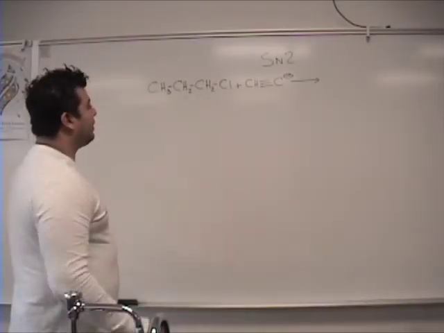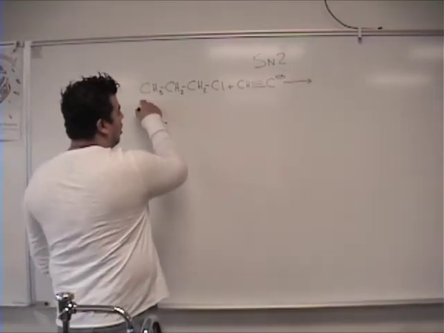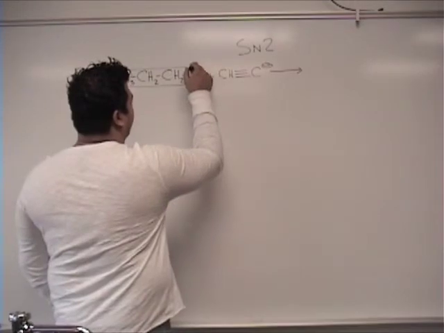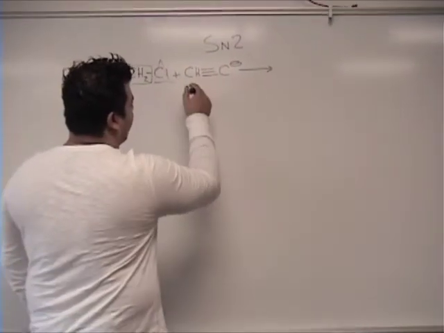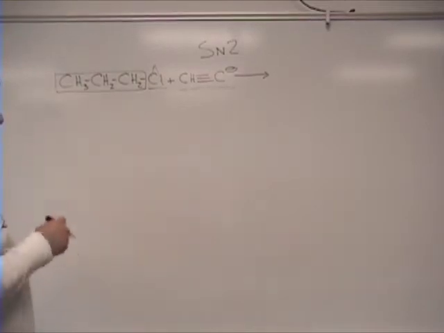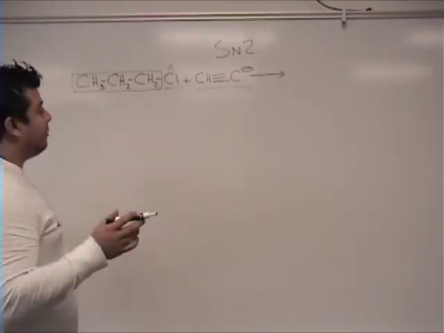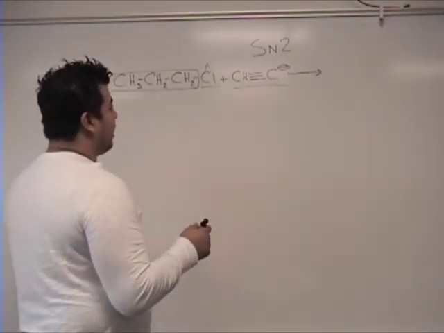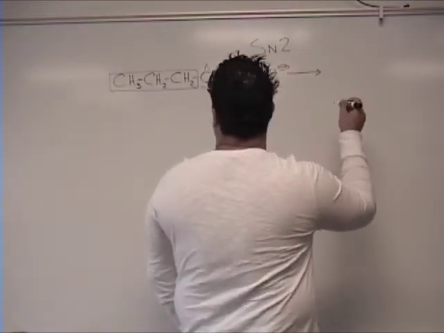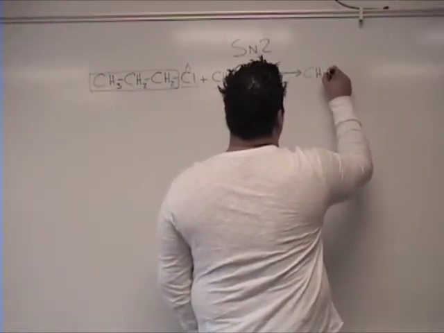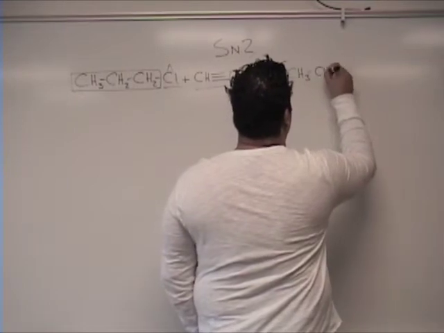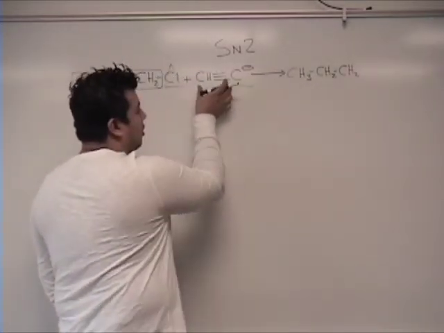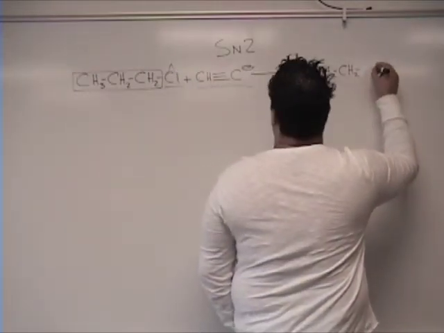Okay, so an example of SN2. We have our substrate right here. We can identify the leaving group right here. And then we have our nucleophile here. So I picked this example because this is to get an elongation of the carbon chain. So it's going to be an SN2, and the expected product should be our substrate, and then our nucleophile.